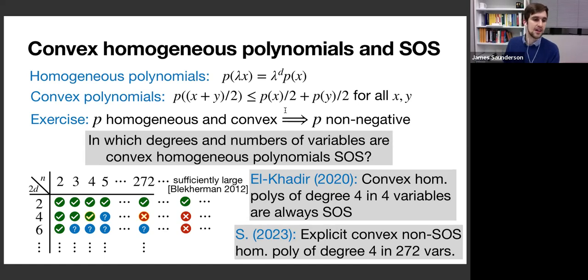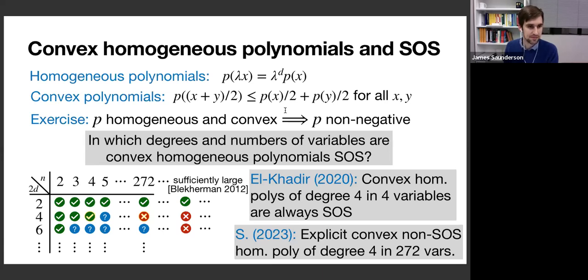Okay, so what turns out to be true? Well, if you consider convex homogeneous polynomials in n variables of degree 2d, it's known that if the degree is 2, then convex homogeneous polynomials are sums of squares, just because degree 2 non-negative polynomials are sums of squares. Similarly, if I look at homogeneous polynomials in 2 variables, non-negativity implies sums of squares, and so that's why you always get sums of squares along here.